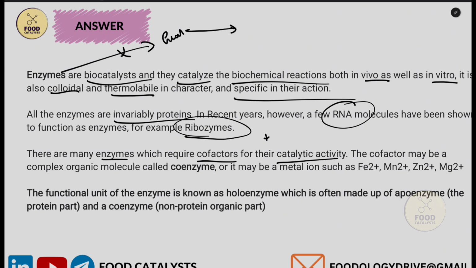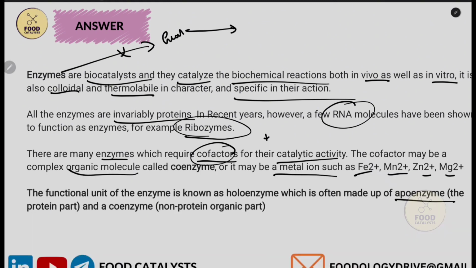This cofactor can be any organic molecule, or it may be a metal ion also. For example, I have given a few examples: iron, magnesium, zinc, manganese and so on. Now comes the important part. As I told you, an enzyme needs a cofactor. We can say the enzyme is a protein part, right? That protein part is called the apoenzyme. The protein part is called an apoenzyme.